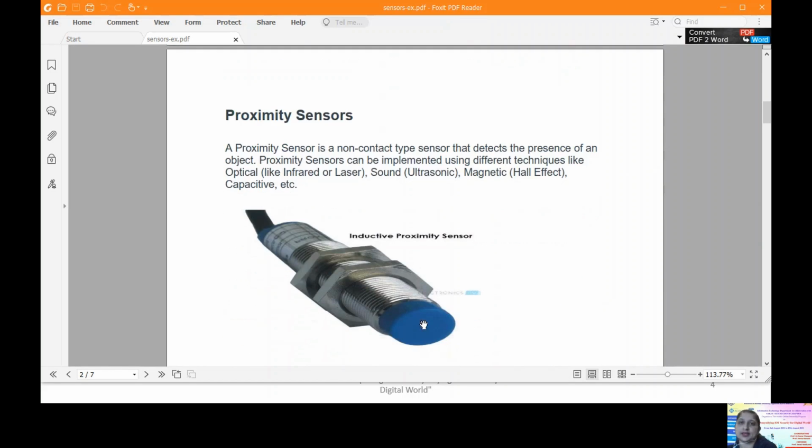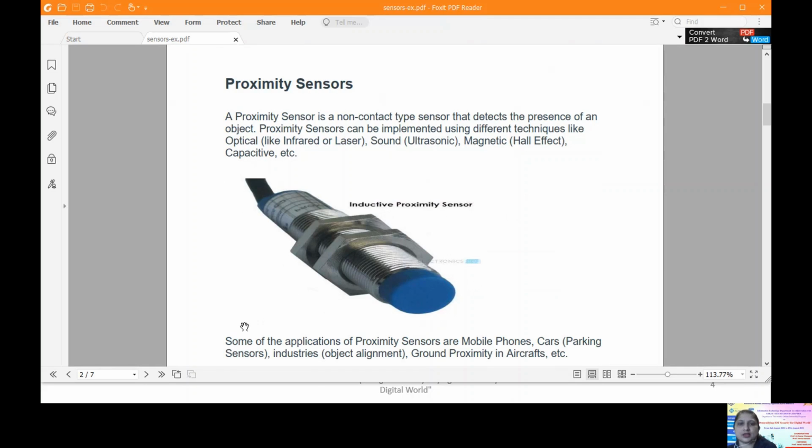Then the second example of a sensor is the proximity sensor. It is a non-contact type sensor that detects the presence of an object. A proximity sensor can be implemented using different techniques, which include optical, like infrared or laser, or sound, which includes ultrasonic. It may be magnetic, like the Hall effect, and capacitive, etc. An inductive proximity sensor is shown here.